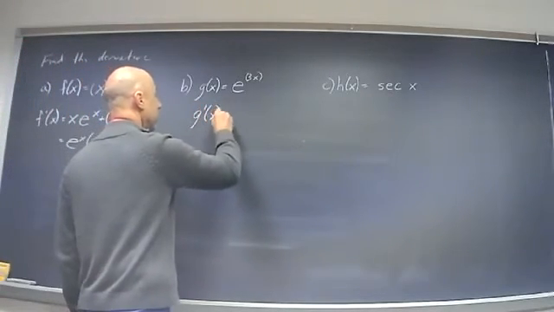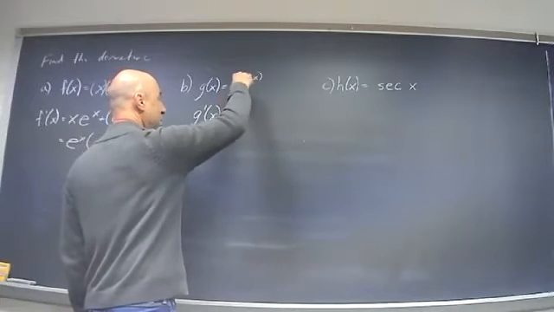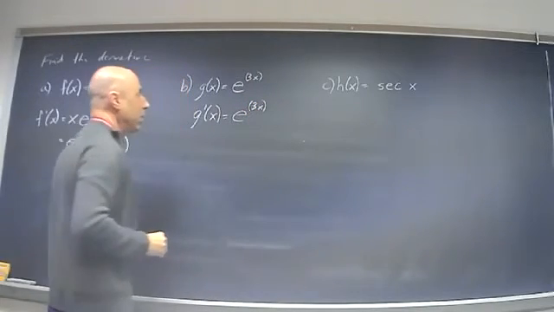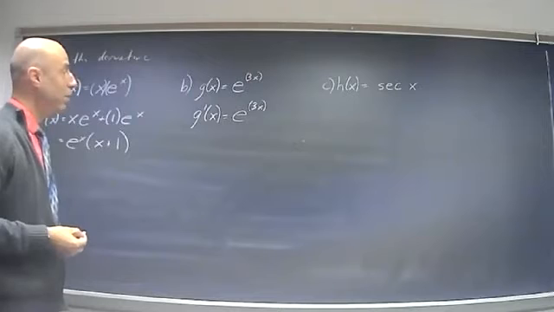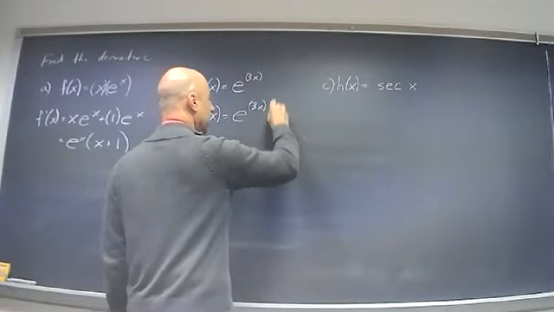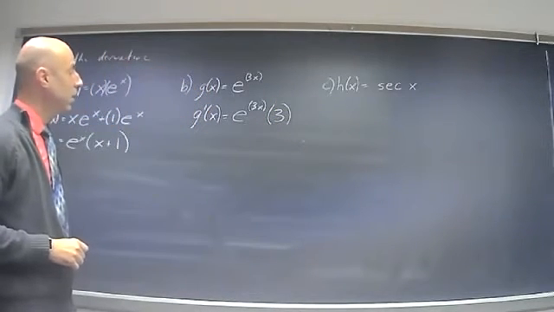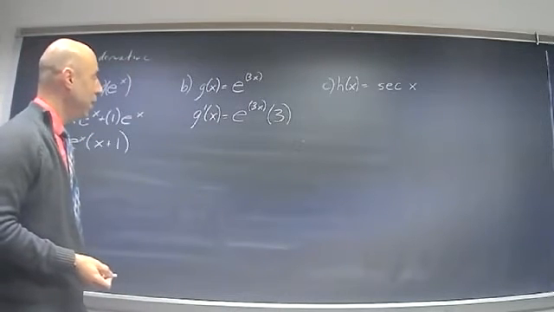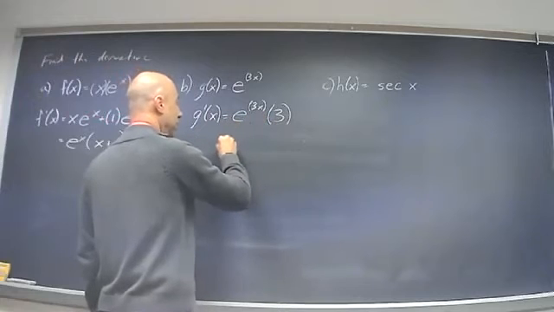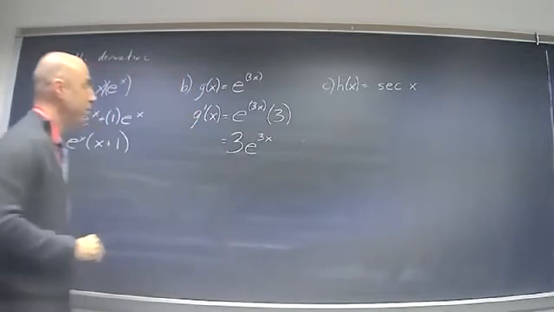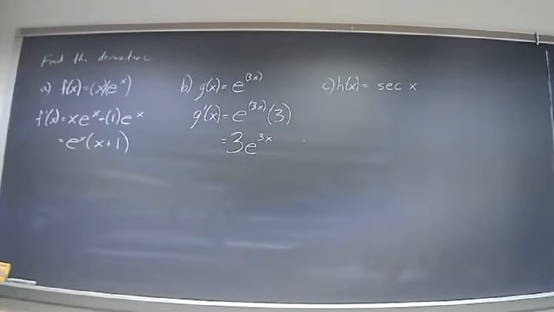So g prime of x, let's do the outside first. The derivative of e to the something, derivative of e to the whatever is e to the whatever. And now at the very end of the problem, you have to multiply by the derivative of the inside part. The derivative of 3x is 3. Derivative of 5x would be 5. Derivative of negative 50x would be negative 50. And you could leave your answer like that, but I'm used to seeing the numbers out in front. So I'd probably write this as 3e to the 3x. Chain rule. We're going to need the chain rule a lot in the next few sections.